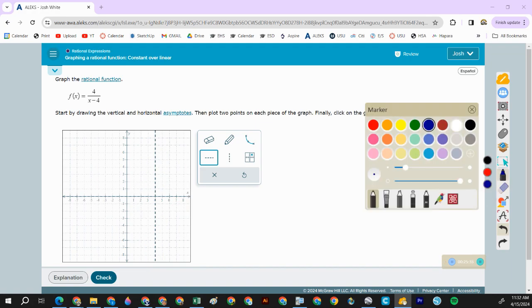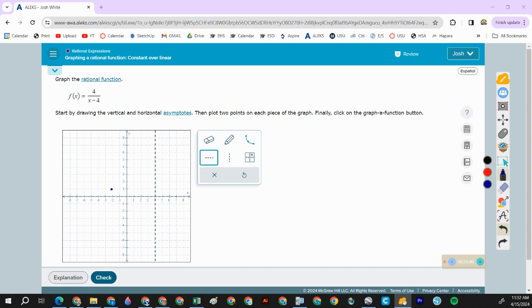So, I just need some point. If I learn that that is one of the points, then I can draw the graph like this. If I learn that this is one of the points, then I can draw the graph like that. Okay? So normally we would only pick one point on either side, and then that would tell us where to graph it. But Alex needs a little bit more information, so plot 2 points on each side of the graph.